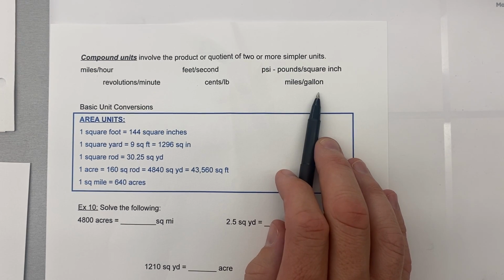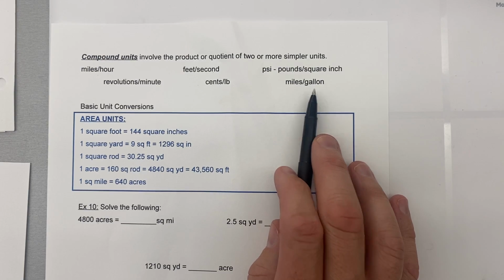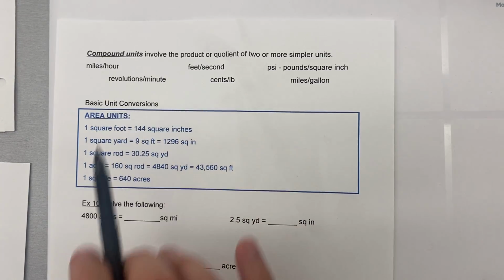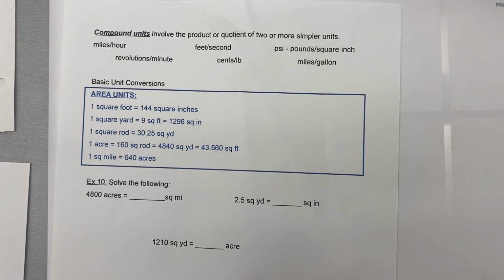Miles per gallon. Okay, we do that one all the time. How far do we go per 1 gallon? So again, these are compound units, the comparison of two units. Can't emphasize that enough.